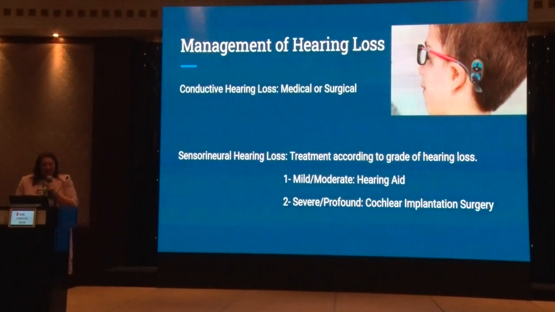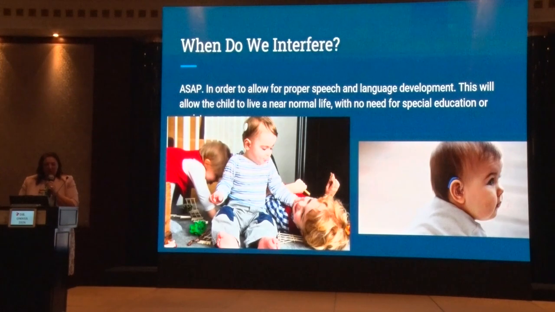If the child has sensorineural hearing loss, the management depends on the grade of hearing loss. If it is mild or moderate, we have to put hearing aids. If he is severe to profound, we will go to cochlear implantation surgery. This is a normal hearing aid, and this is cochlear implantation surgery.